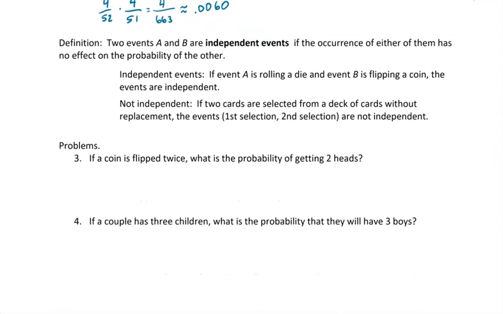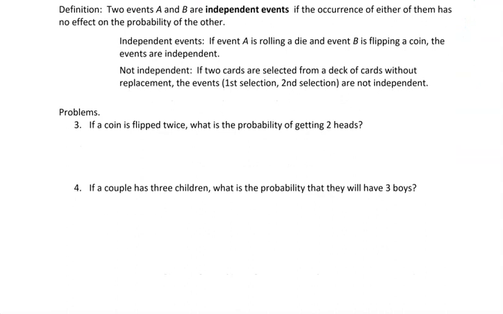Alright, so a quick definition before we move on. Two events, A and B, are independent events if the occurrence of either of them has no effect on the probability of the other. So, for example, if event A is rolling a die and event B is flipping a coin, the events are independent.